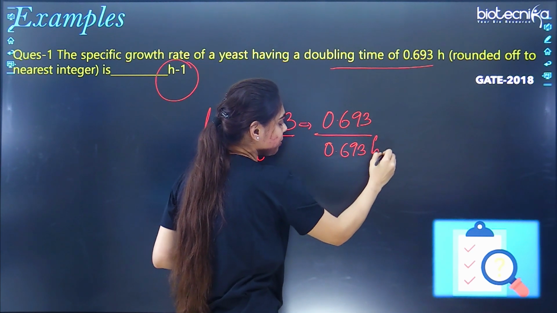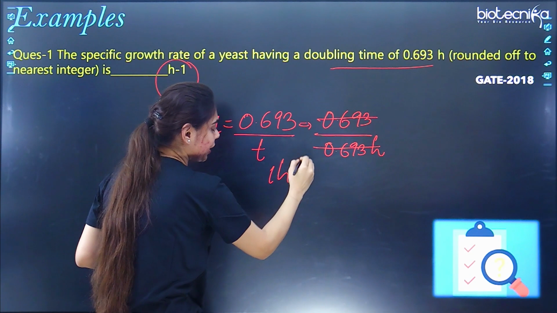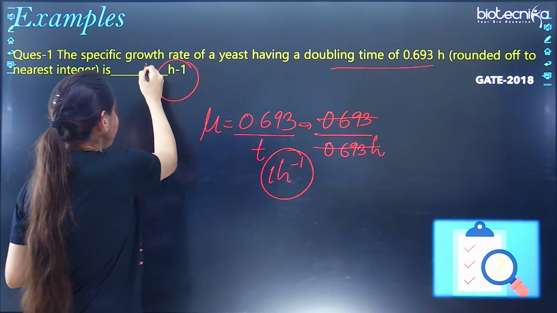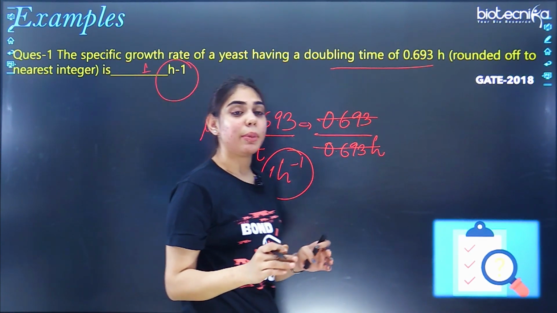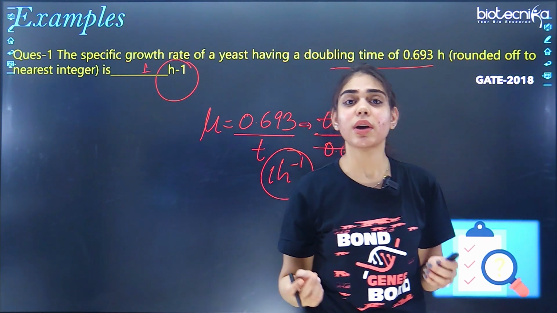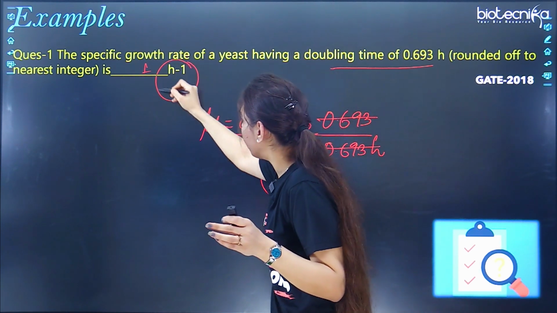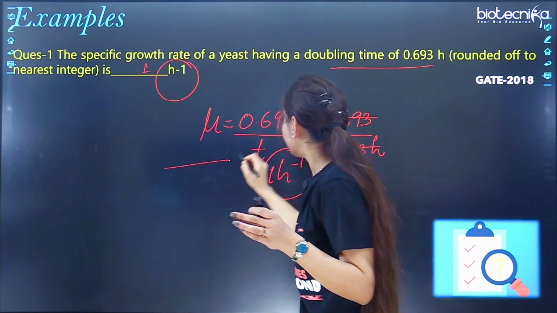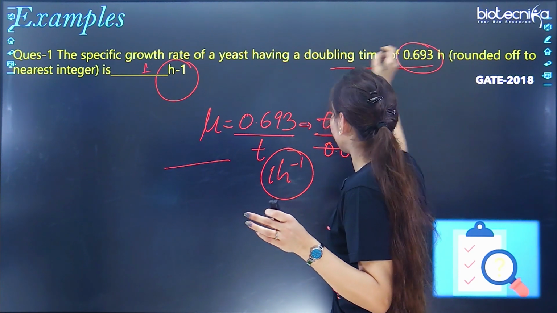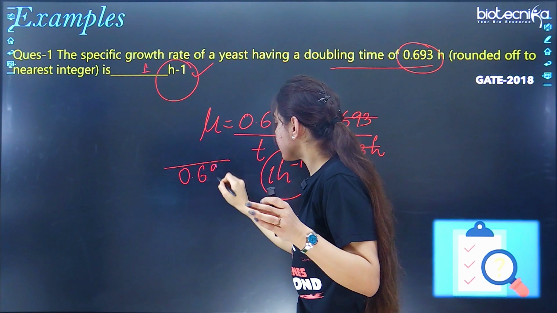You can see how simple the question is. If I cancel this value, what do I get? 1 per hour. So what is the final answer? It is 1. But if you do not know the formula, what should your approach be, how do you solve this kind of question? So now here you can see per hour. That means the value given in the question should come in the denominator, because it is asking per hour. So I'll just put 0.693.